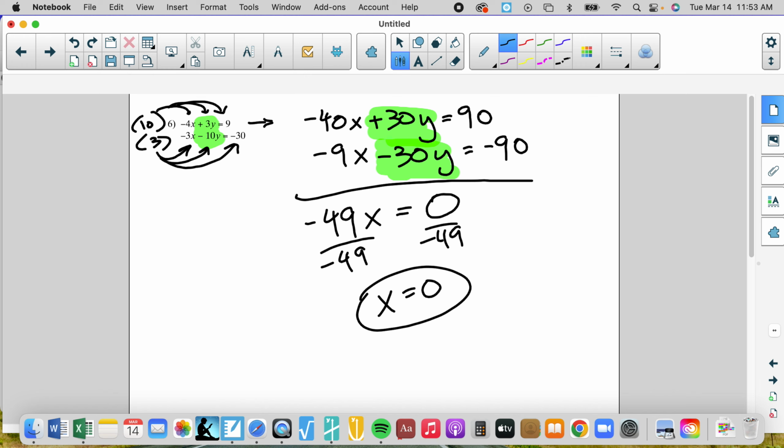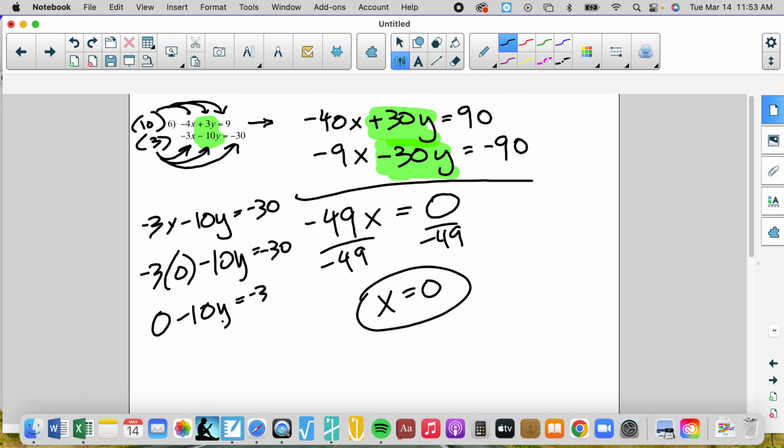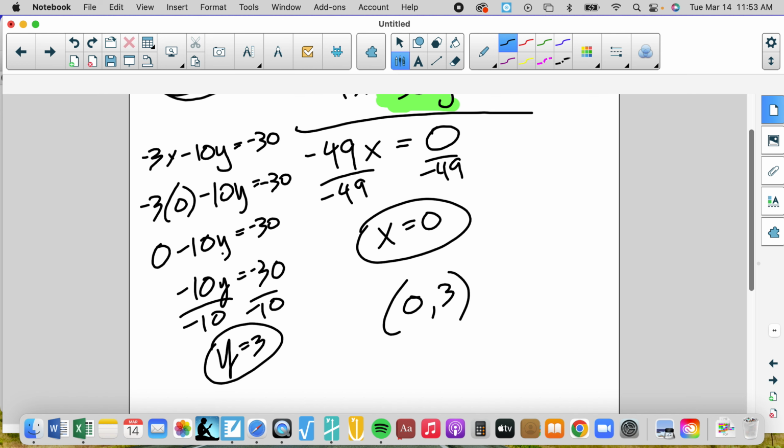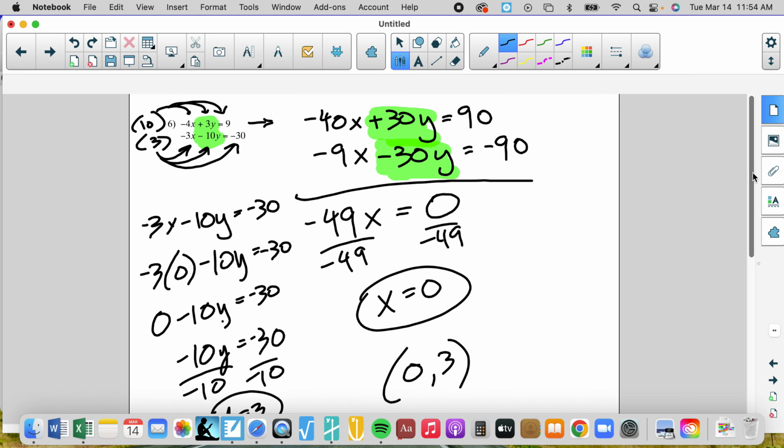And now let's pick an equation and solve to find the other variable. So we get negative 3 times 0 minus 10y equals negative 30. 0 minus 10y equals negative 30. Negative 10y equals negative 30. Divide by negative 10. We get y equals positive 3. So I'm saying my solution is going to be (0, 3). So let's take the other equation. (0, 3). Does 9 equal 9? We should be good.